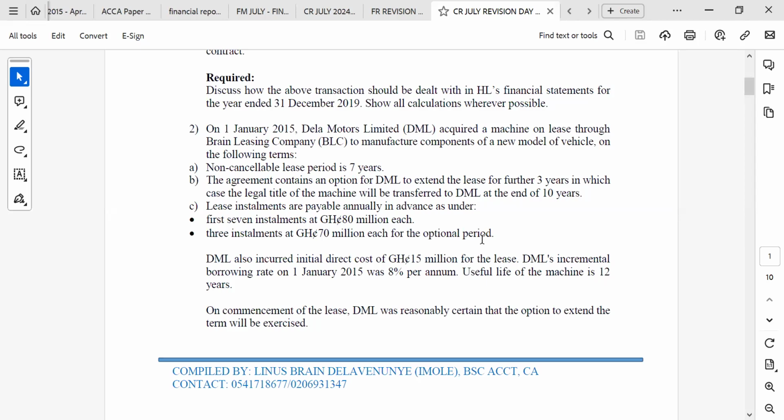So it can also be dismantling cost. Any cost, it can also be borrowing cost. Any cost that you are going to be incurring to bring the asset to the state that it will be ready for use is a direct cost. So that will always be added to the cost of the asset.